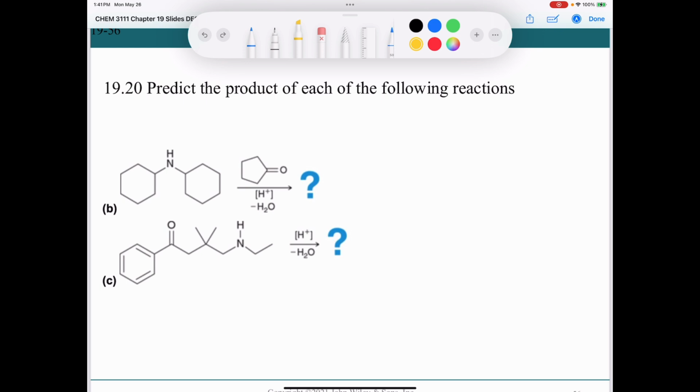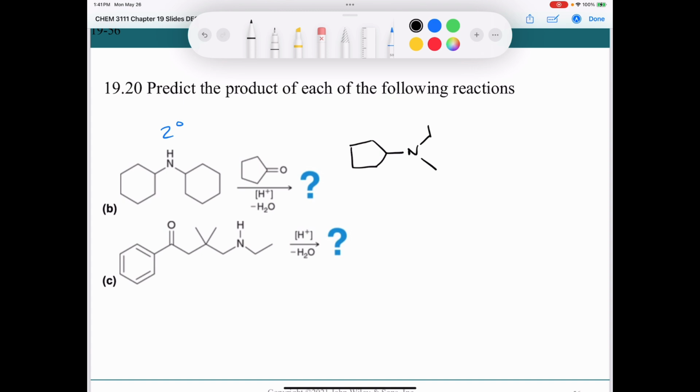All right, and here we have a secondary amine. So now we're dealing with a secondary amine and a ketone. So if we have a secondary amine, we're going to make an enamine. And so let's draw what that enamine is going to look like. So we're going to have our 5-membered ring. Now we're going to have a single bond, right? It's not a double bond. We have a single bond to our nitrogen.